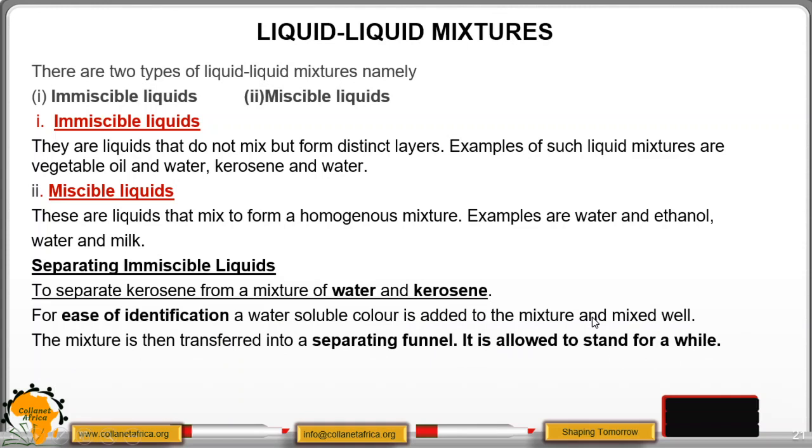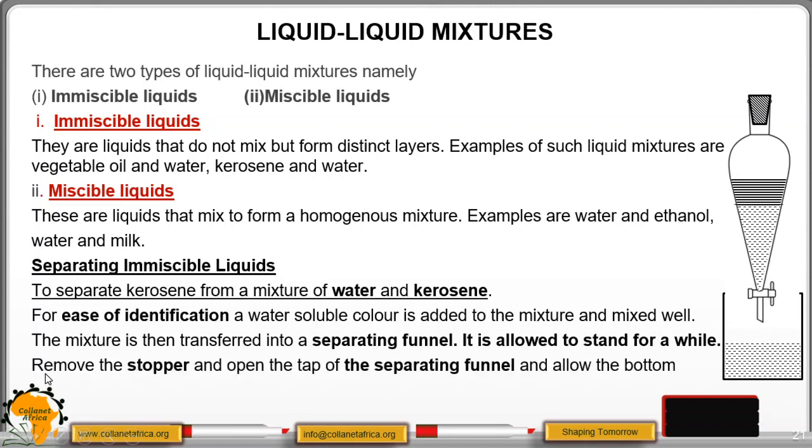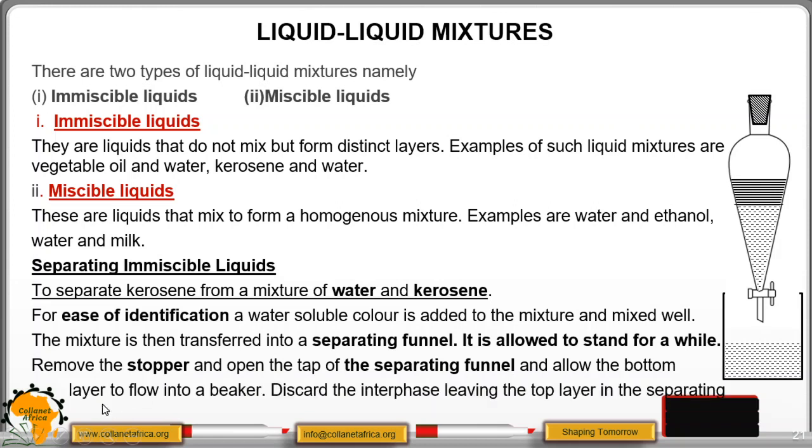The separating funnel looks like that. We have the stopper, we have the separating funnel, then we have a tap here. So remove the stopper, this one, and open the tap of the separating funnel and allow the bottom layer to flow into a beaker. Why do you remove the stopper? So that the liquid can flow. It allows the atmospheric pressure to be in here so that the liquid can flow.